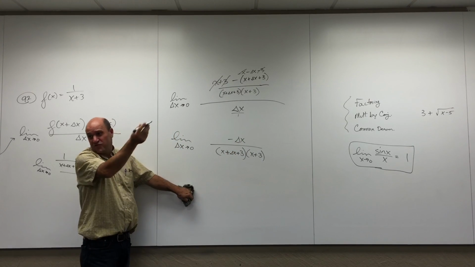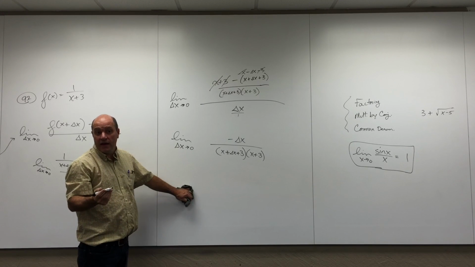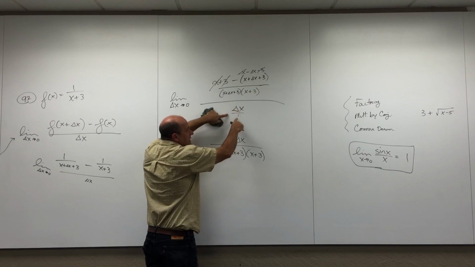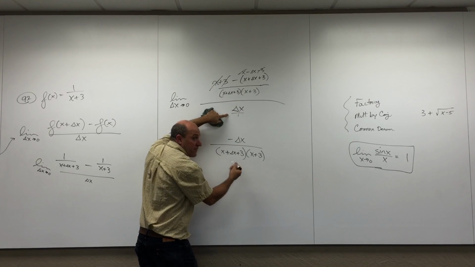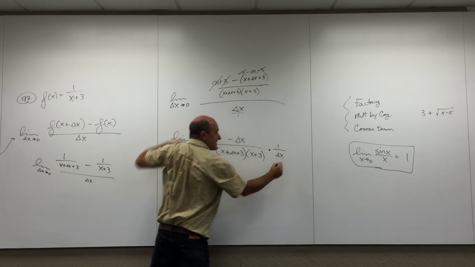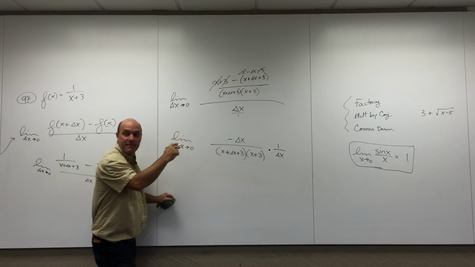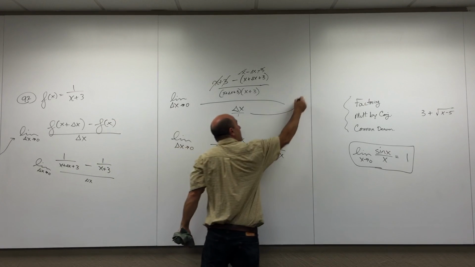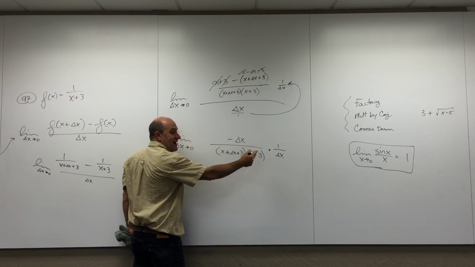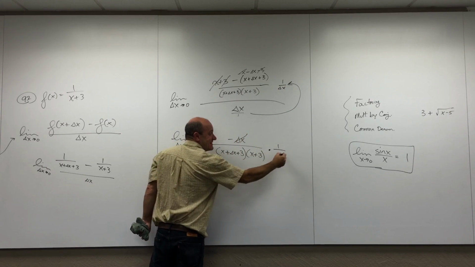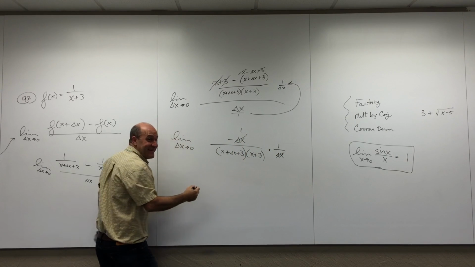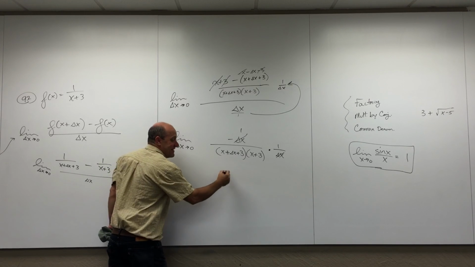You guys okay? This is just distributing a negative sign. Those terms canceled. I'm left with this. Now this is over delta x over 1. I want to flip that up and multiply by its reciprocal, 1 over delta x. I just flipped it up and multiplied by the reciprocal. This is so awesome. Now the delta x cancels. I'm left with negative 1.